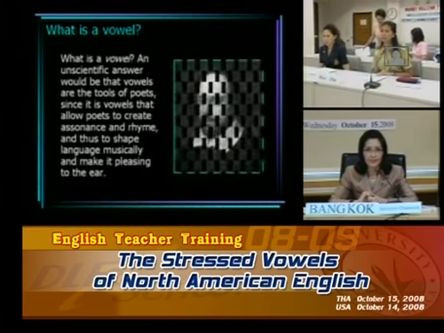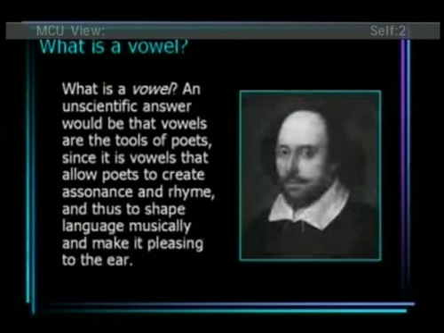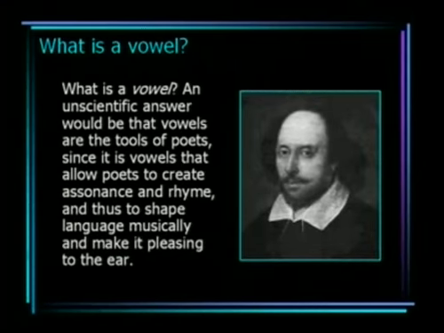Okay. So let's start with defining a vowel. I'm going to read from the teaching pronunciation textbook that I wrote with my colleagues at UCLA. So let's start. What is a vowel? An unscientific answer would be that vowels are the tools of poets, since it is vowels that allow poets to create assonance and rhyme, and thus to shape language musically and make it pleasing to the ear.